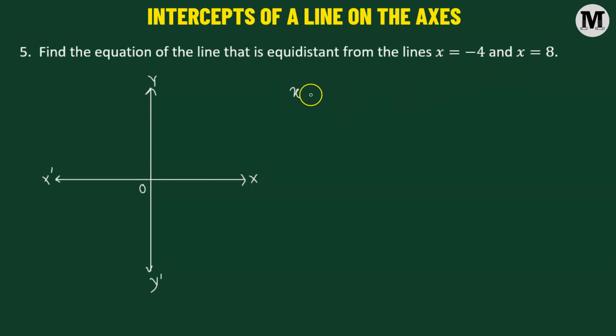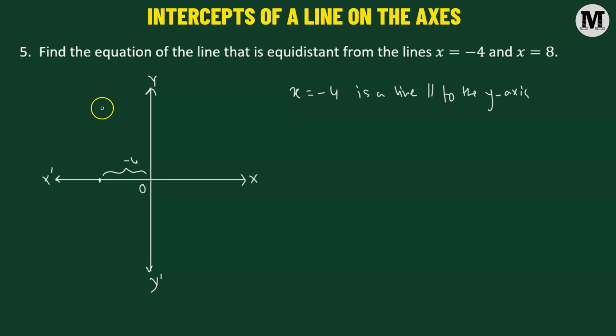So that means whenever we have the equation of a line given by x equals -4, this is a line which is going to be parallel to the y-axis, and having an x-intercept of -4. That means this particular point is at a distance of 4 units from the origin. The negative sign simply indicates that we are on the negative x-axis.